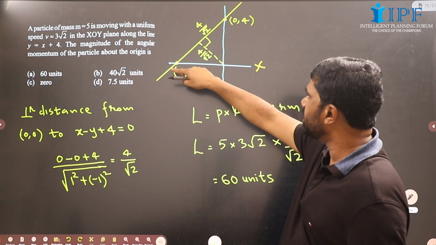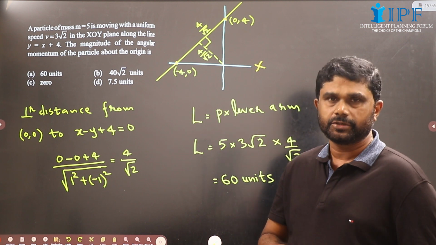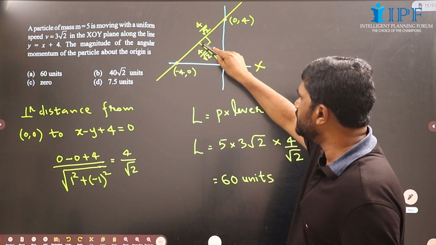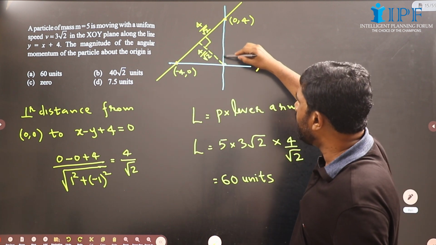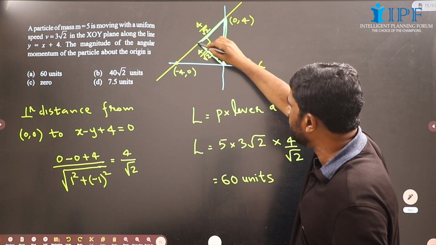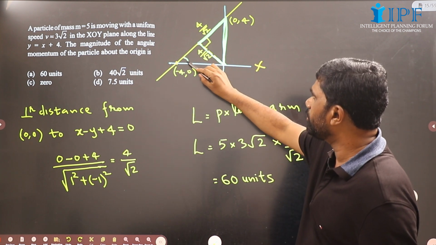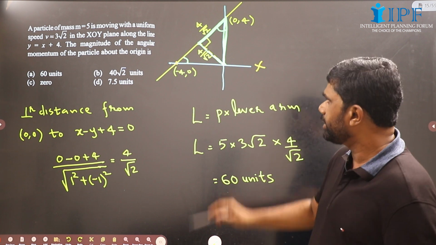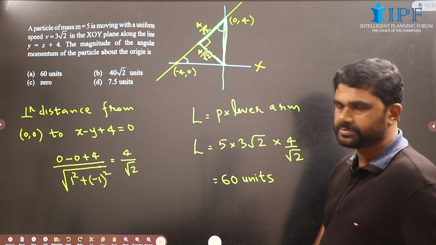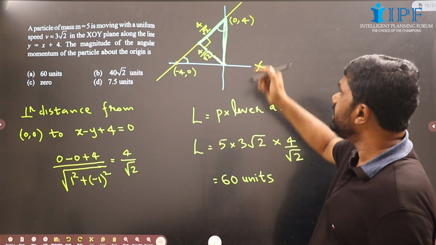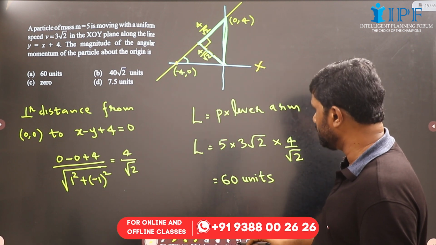So its linear momentum is acting along this line. We have to find the perpendicular distance from the origin to that line. Okay, so this broken line is the perpendicular distance. Now children, we have a right triangle here, no? Okay, and see this angle is 45 degrees, this angle is also 45, because this is 4 units and this is 4 units, so this must be 45 and this must be 45.